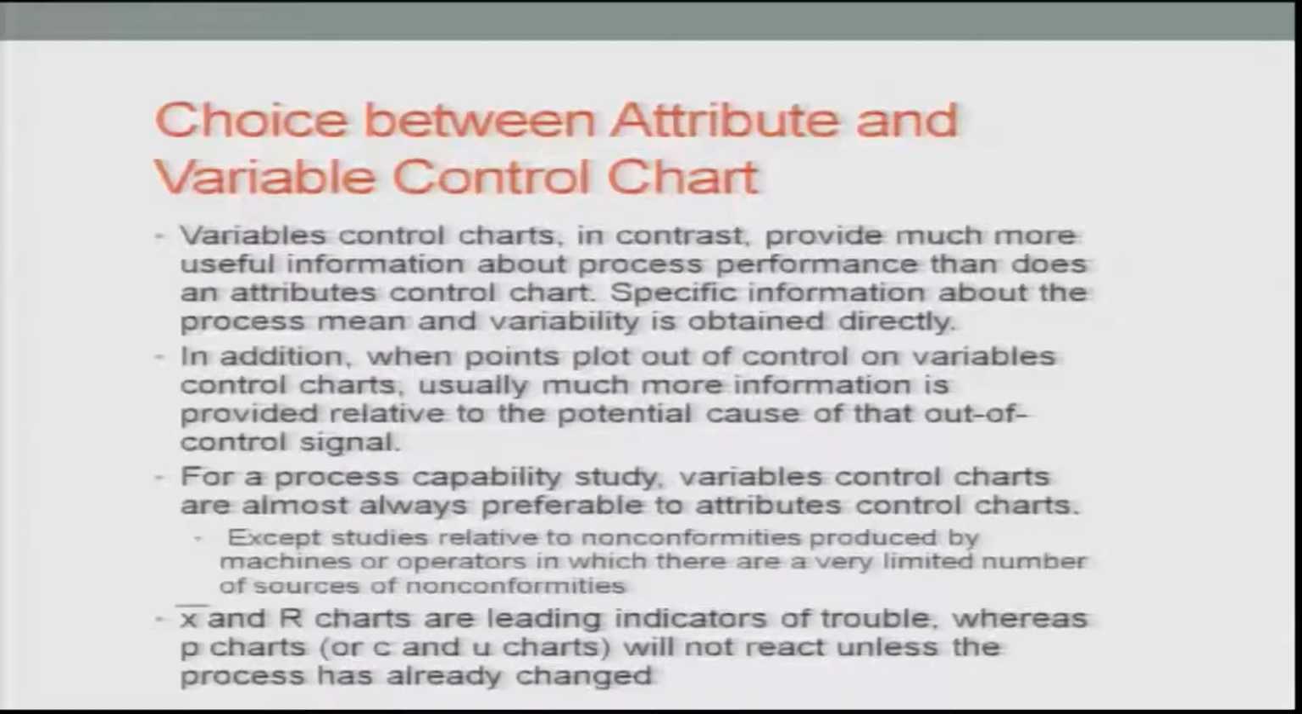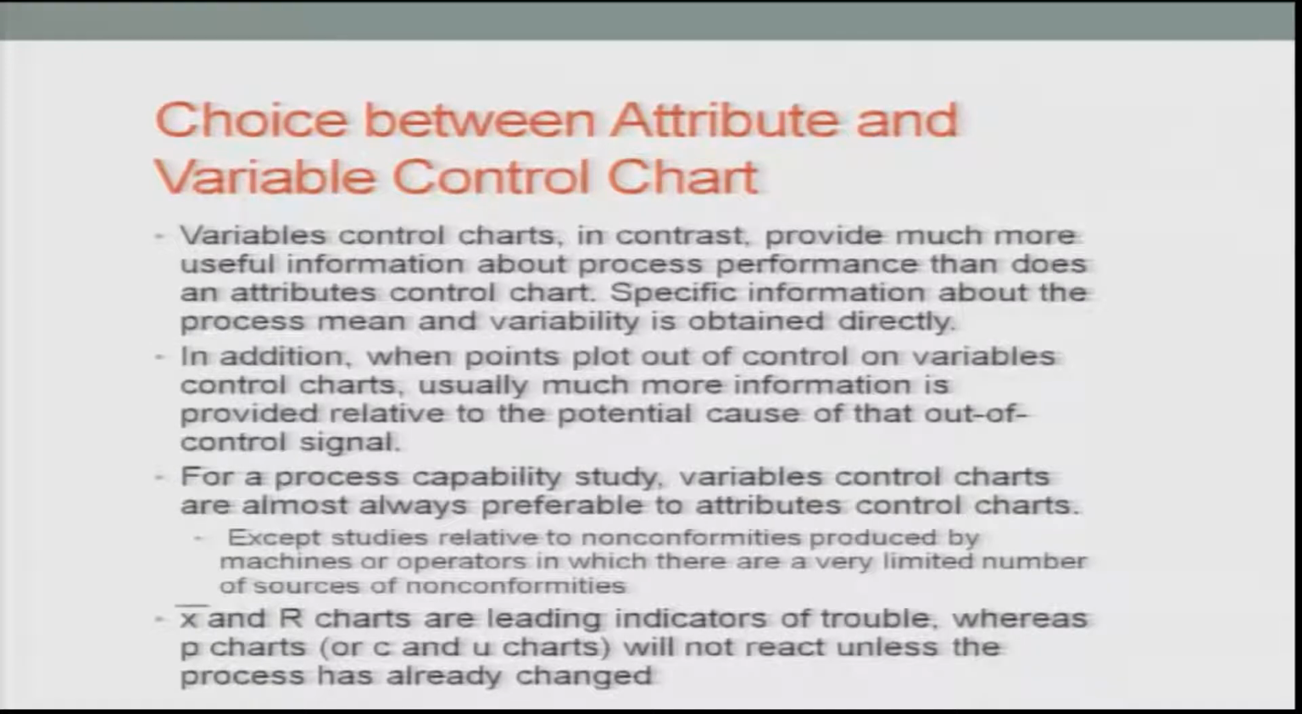For a process capability study, variable control charts are almost always preferable to attributes control charts. So, except for studies related to the non-conformities produced by the machines, the good, bad, or say a color change, black or white, whatever it is, produced by the machines and operators, in which there is a very limited number of sources of information for the non-conformity charts and values. So, X bar and R charts are leading indicators of trouble, whereas P or C or U charts are basically the ones used for the attributes.